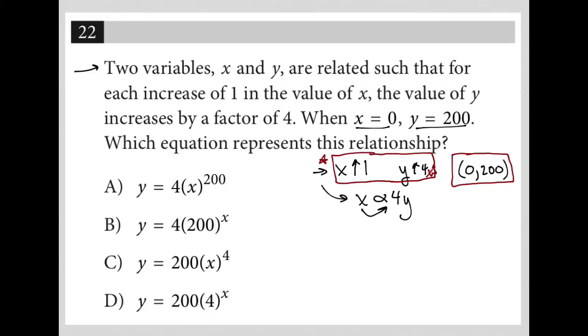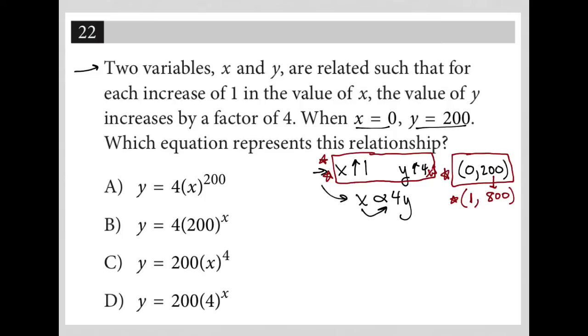So I'm going to increase my x value by 1, right? So I'm going from 0 to 1. What would I expect my y value to be? Well, based upon what I've been told here, it should increase by a factor of 4. So instead of being 200, it should be now 800, right? 200 times 4.